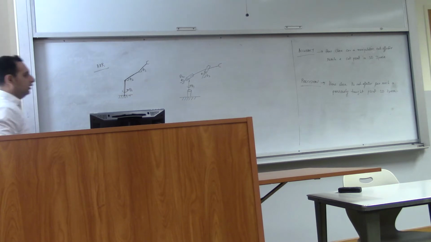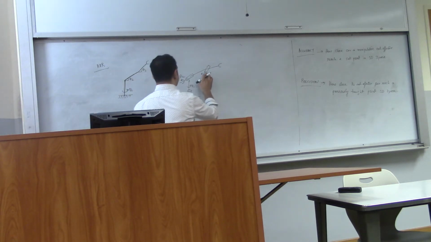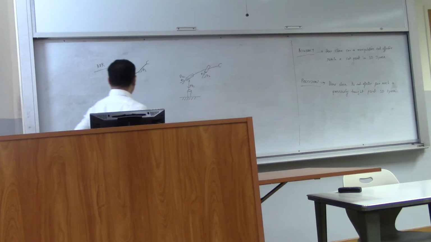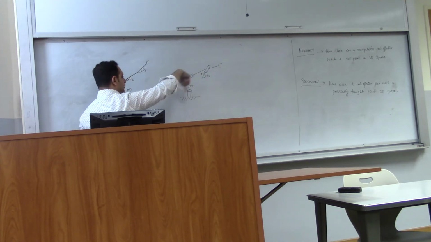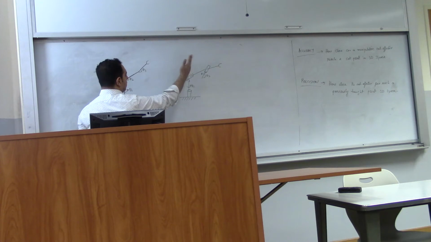So can we draw what will be the workspace of this manipulator? What will the workspace look like? So this is rotating like this, right? So it is rotating about this. These move up and down.